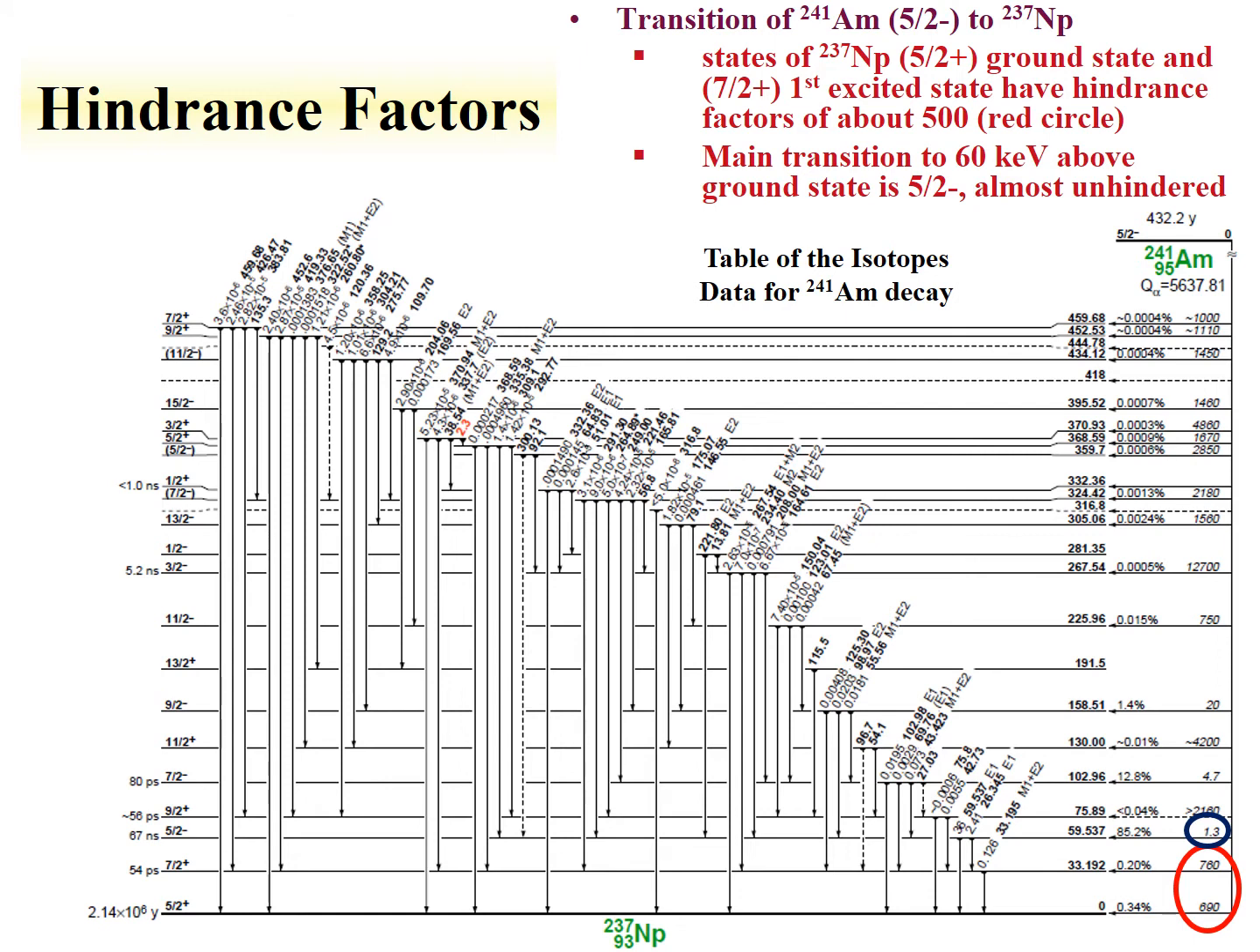Now, while we can calculate these hindrance factors, they're actually available in the table of the isotopes. As an example, let's look at the transition of americium-241 to neptunium-237 via alpha decay. Here's the data in the chart of the nuclides. We get the half-life of the americium-241, its spin and parity, the Q value, and then a bunch of these numbers that are listed here. And these are our hindrance factors.